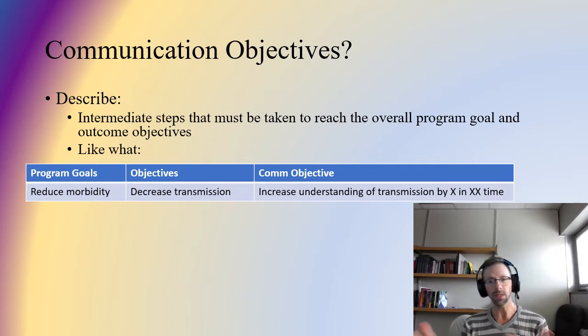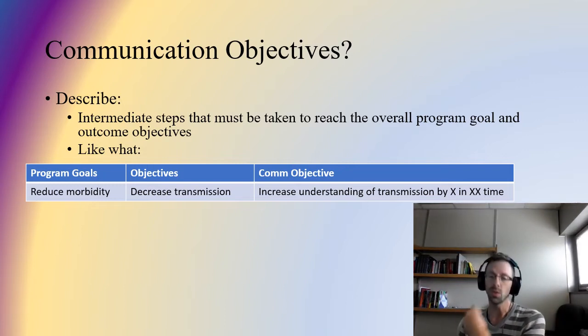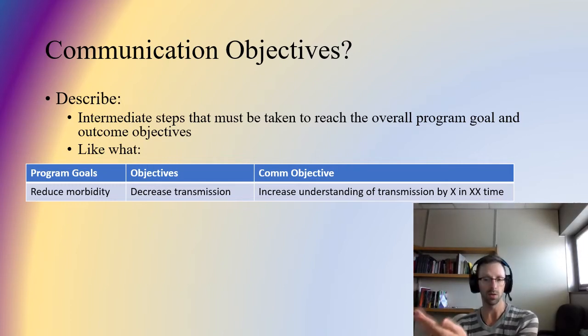So, this is hopefully helping you understand at least that we're talking about something fairly specific. The goal here, the objective related to communication, is to increase the understanding of transmission dynamics in a certain population at a certain time. That's about the level we're looking at here.